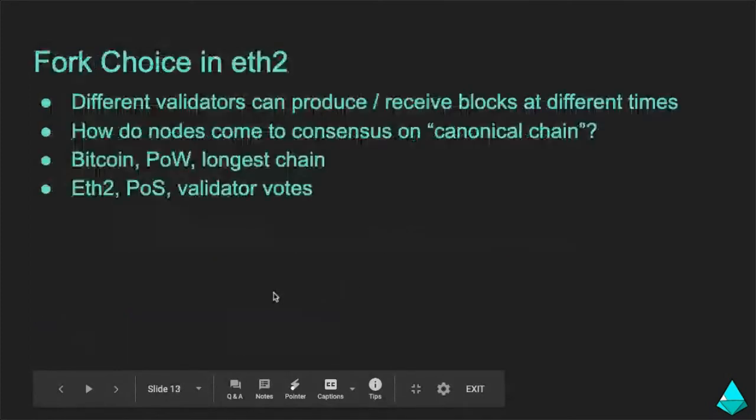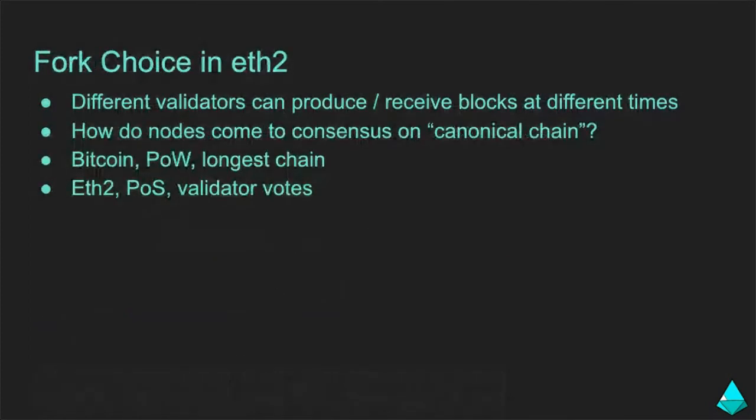So aside from processing a block, a node also needs its own independent fork choice, right? So you may ask, why does it need fork choice? Why can't every node just accept the latest block as head? Because different validators can produce and receive blocks at different times. So how do nodes come into consensus on what is a canonical chain?